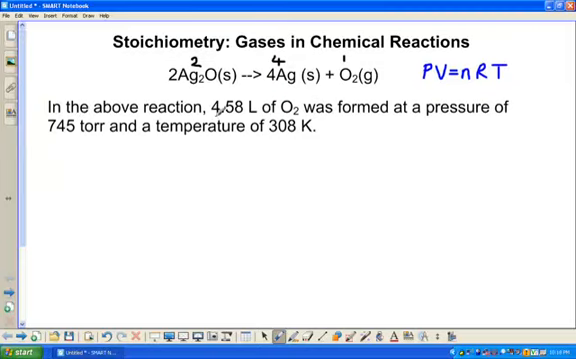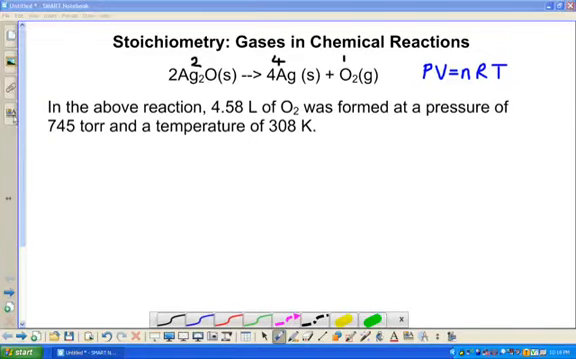It says, in the above reaction, 4.58 litres of oxygen was formed at a pressure of 745 torr and a temperature of 308 Kelvin. And you know what, I realized I haven't added the rest of the question here. Let me add that on.